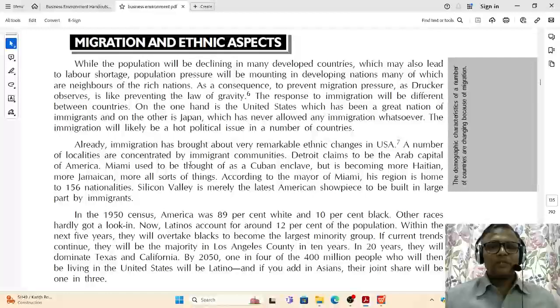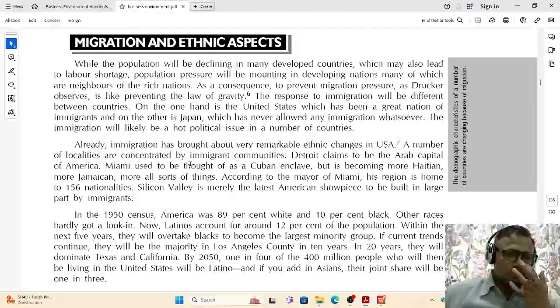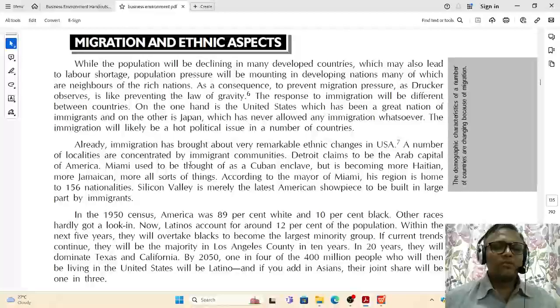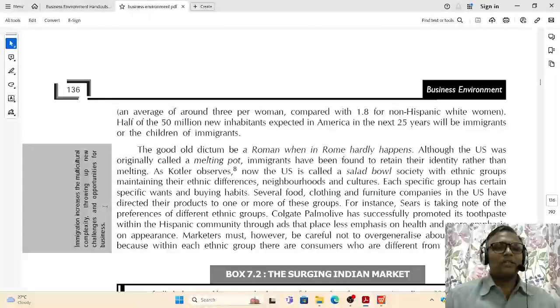Detroit claims to be the Arab capital of America. Miami used to be thought of as a Cuban enclave, but it is becoming more Haitian, more Jamaican, more all sorts of things. According to the mayor of Miami, his region is home to 156 nationalities. Silicon Valley is merely the last American showpiece to be built largely by migrants.